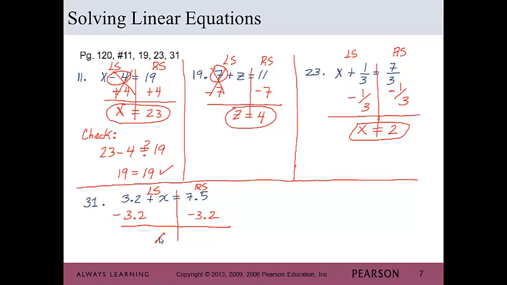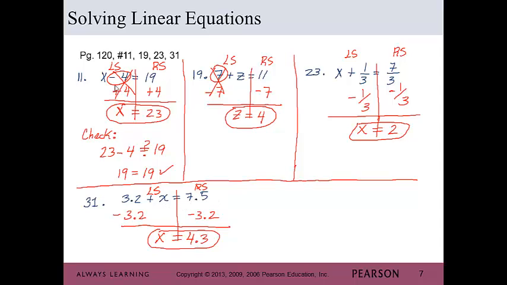On the left side, we're left with x. And we have x equals, well, 7.5 minus 3.2 is 4.3. And again, you can take the answer and plug it back into the original equation, and you'll see that it's true.